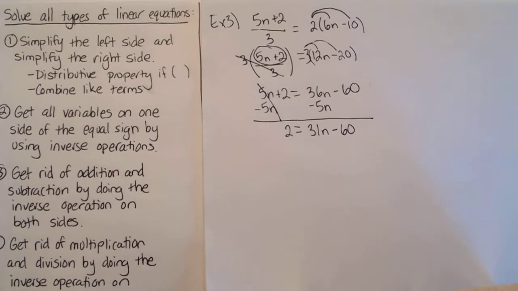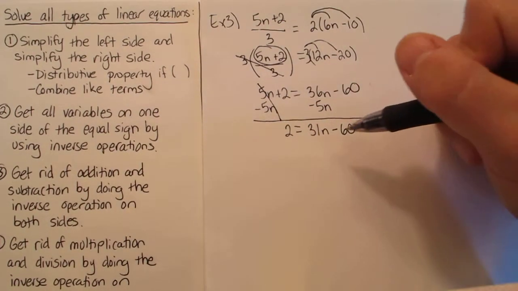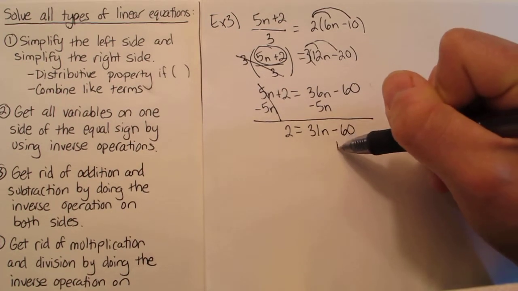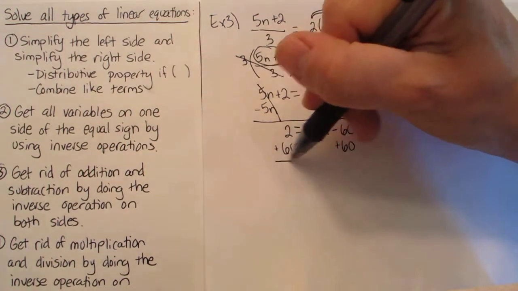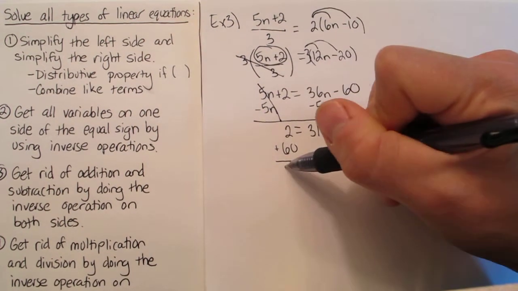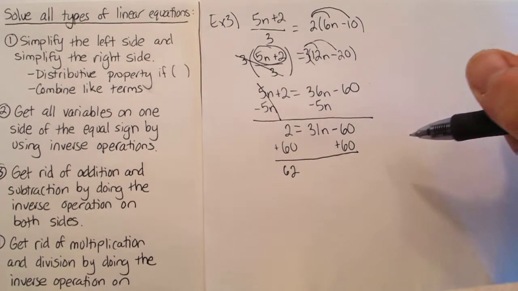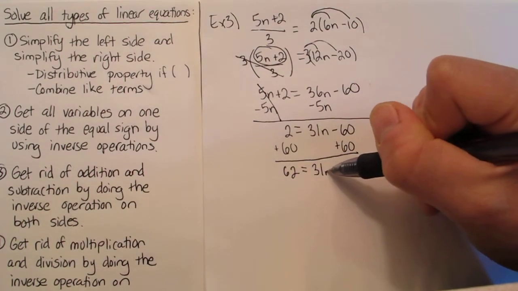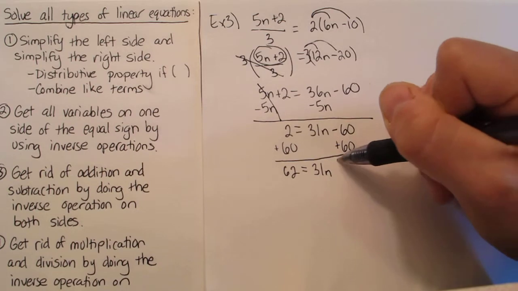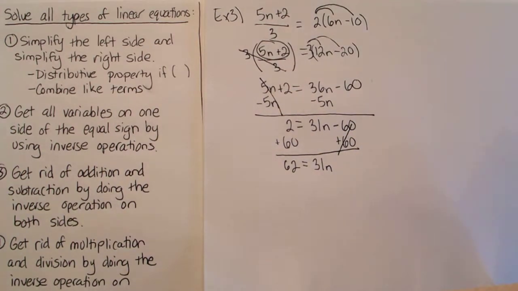Finally, a regular two-step equation. So now I'm going to get rid of addition and subtraction by doing the inverse operations. So I'm going to get rid of a minus 60 with a plus 60. Add 60 to both sides. 2 plus 60 is 62. Bring down the equal sign. Bring down the 31n. Negative 60 plus 60 is 0.